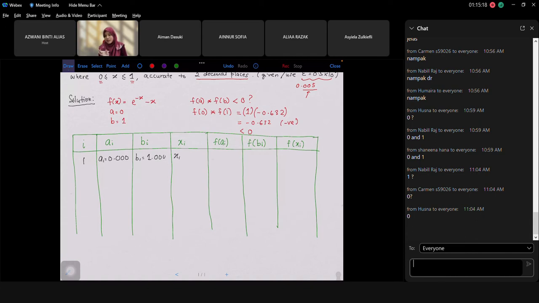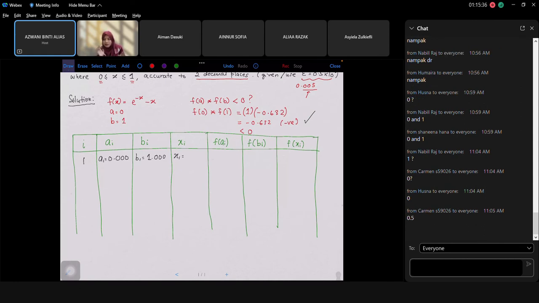A should be less than B. Okay, so let A kosong, B 1. So kita boleh cari tak midpoint? Boleh, sebab dah satisfied this. Dah satisfied. Okay, so what is the X1? X1 maksudnya A tambah B bahagi dengan 2. Midpoint A tambah B bahagi 2. Yes, Carmen, betul. 0.5. Okay, saya tulis in term of 3 decimal places as a systematically written lah. Okay, so kita ada 3 point dah.